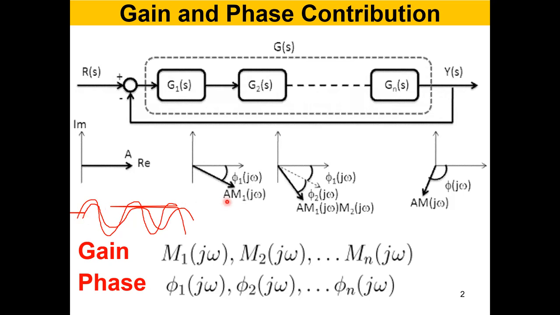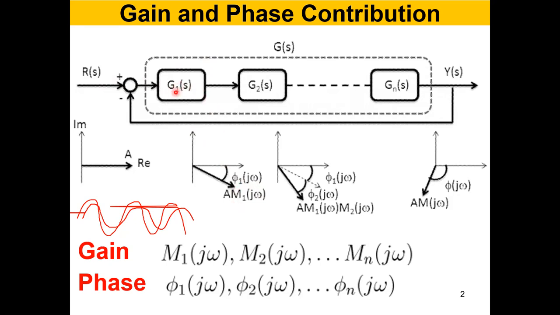Now the interesting thing is this magnitude change as well as the phase change, they are all frequency dependent, depending on your frequency. How much you delay the signal, how much you change the amplitude, they are all frequency dependent. So if you take one frequency, which is omega, you can calculate what the phase delay is and what the magnitude change is.